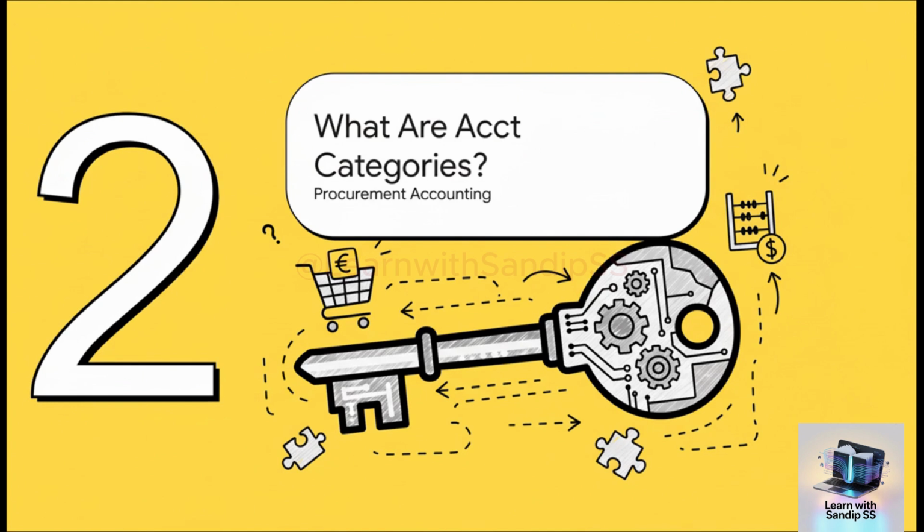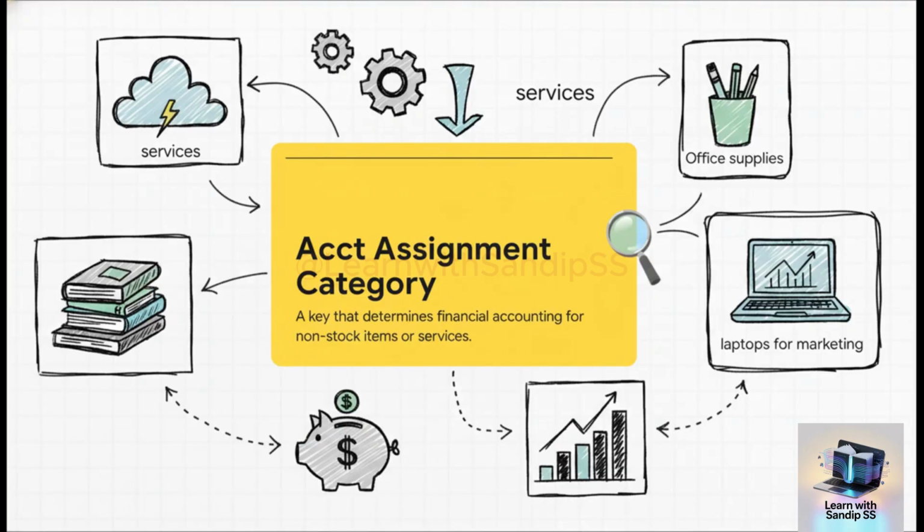And the key to solving this whole puzzle, the absolute brains behind the operation, is the account assignment category. It looks like a simple little key in SAP, but believe me, it carries an incredible amount of power. It's the thing that tells the system exactly how to handle the money side of any purchase. Okay, so what is it officially?